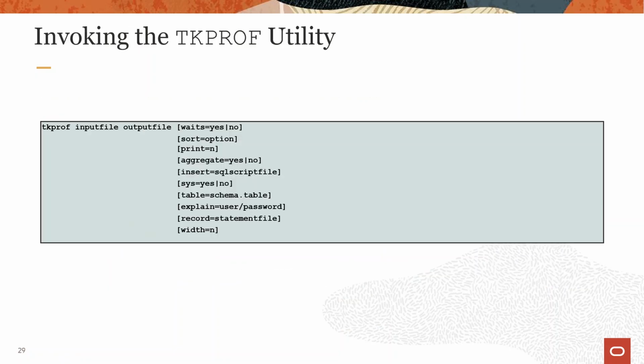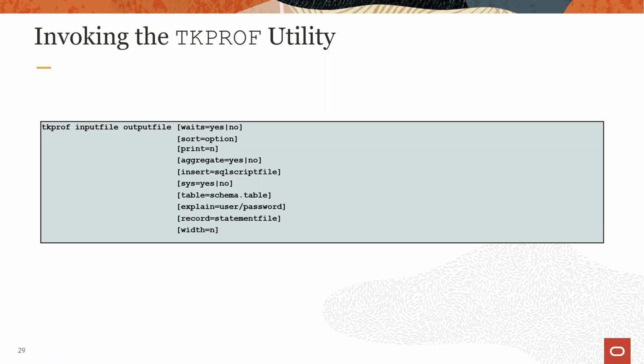Now, if you want to use the tkprof utility, you're going to call upon the tkprof executable, where you will have to specify which raw trace file to read and where the formatted output should be written to. That is then your so-called output file. But then you can specify several parameters, like the waits parameter.